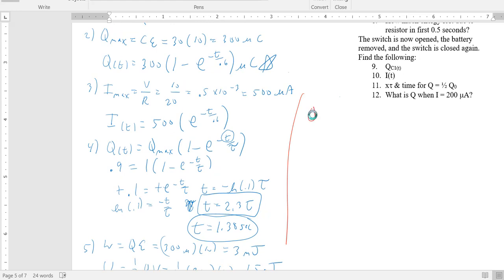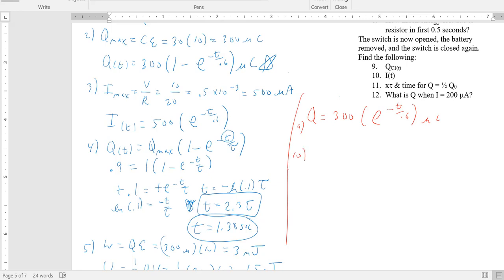For this, well, that'll be the max, which is 300. And then now you want e, because you want to go from a max to 0. So it's e to the negative t over 0.6, and that would be microcoulombs. Okay, so that's number 9.